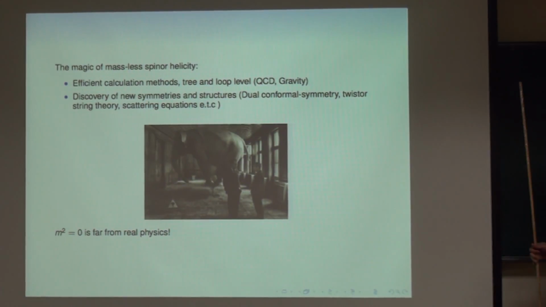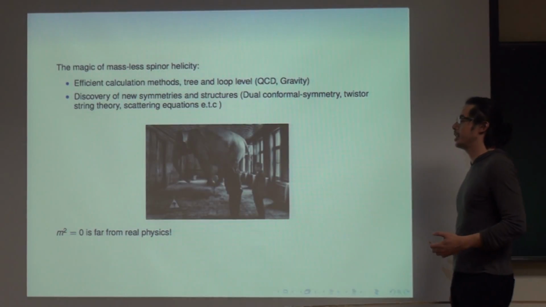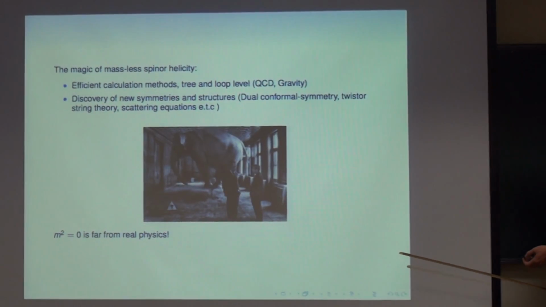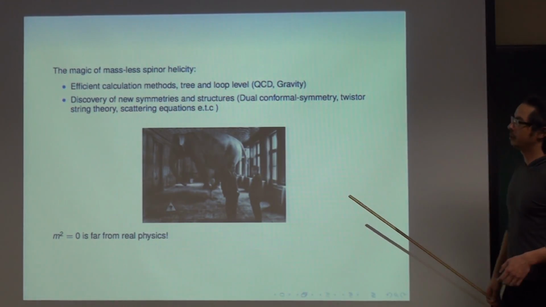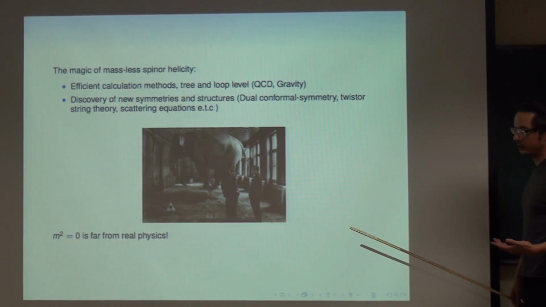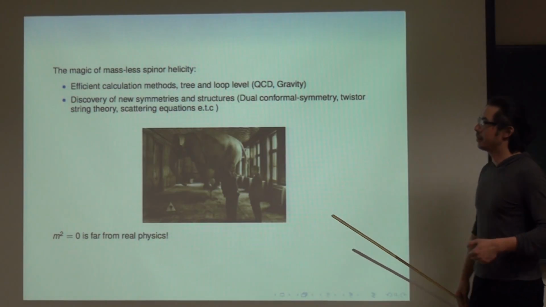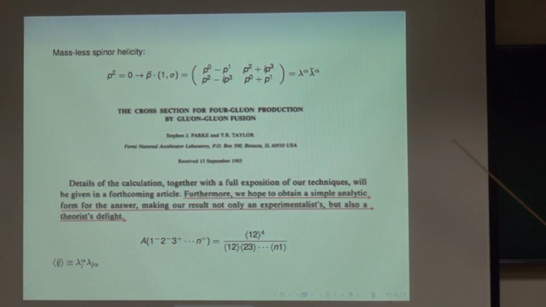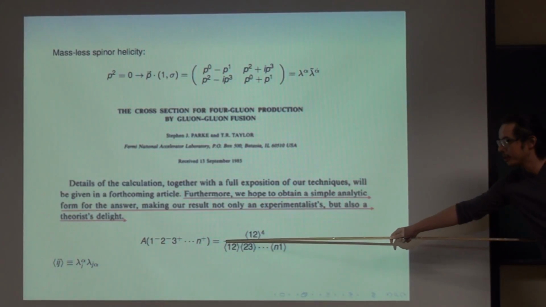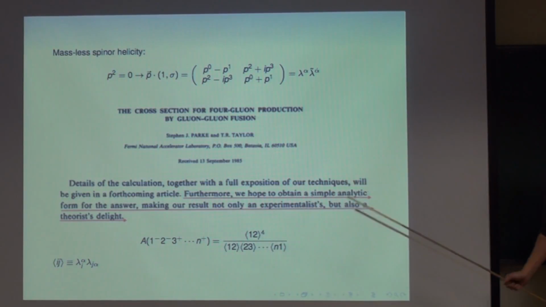And the advent of the massless spinor helicity, of course, brought in a new era of computation. So people were able to develop new calculation methods, both at tree and loop level, and apply them to QCD and gravity, because these are massless. And because they're using these structures, as you can see in the previous example, multi-gluon scattering has a simple answer. That means that there must be a lot of hidden structures in it.